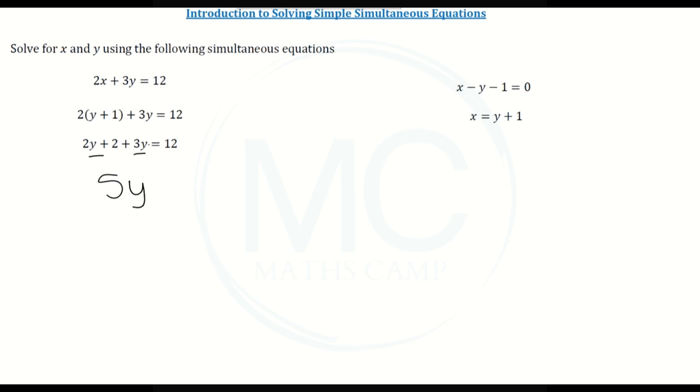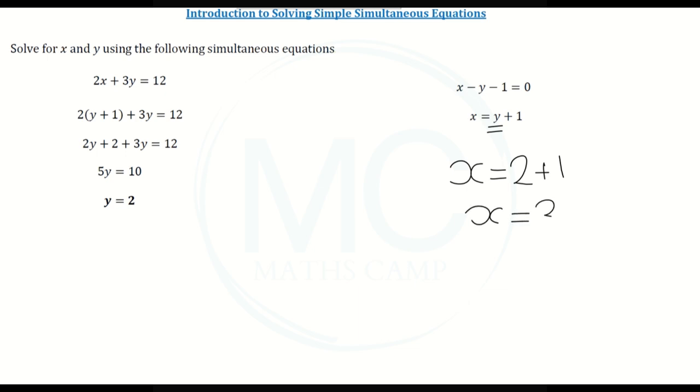I'm going to move this 2 across. 12 minus 2 gives us 10. Divide both sides by 5, and we see that y is equal to 2. Now I can substitute 2 into the y value over here. So I can say x is equal to 2 plus 1, which means that x is equal to 3. Let's do one final example.